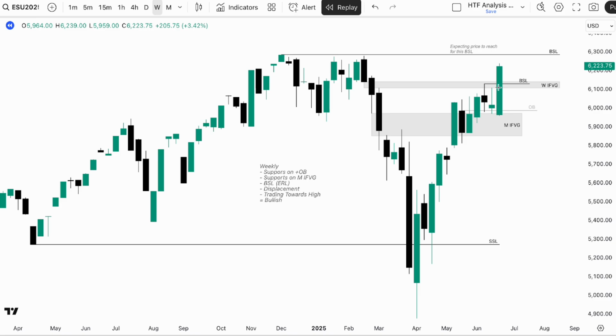We see that it expands higher, taking out this buy side liquidity, and we do close with a strong bullish candle displacing through that high. It looks like we are reaching towards this buy side liquidity up here. So we are expecting price to reach for this buy side liquidity this week, and we are going to be bullish on the weekly time frame.